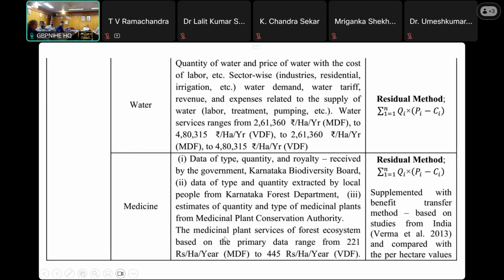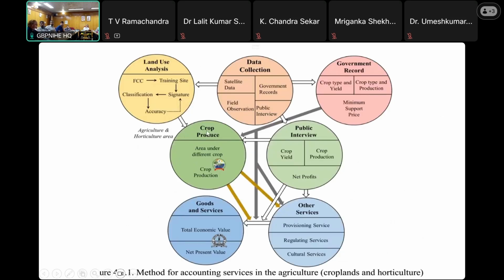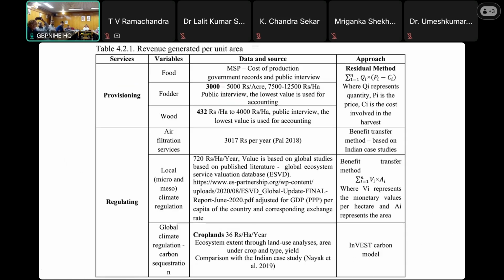Then the agriculture, as I said earlier, we have the data from the government record and also some public interviews we did, because for the yield, the government record was giving a misleading number. That is where we collected the data from some of the villages and then extrapolated that. And from that we could compute provisioning, regulating and cultural services. So this gives the details of the method that is adopted.